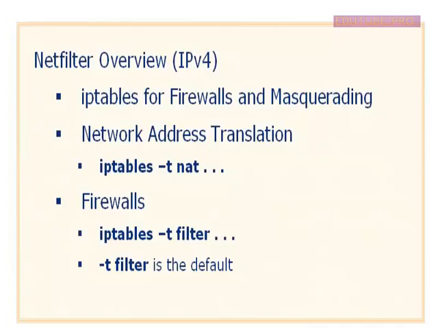Focused on the iptables command. This command is used for both firewalls and masquerading. What it's used for depends on the first switch and option. For example, if you see iptables -t nat, that's a reference to network address translation, usually known as masquerading. If you don't see a -t switch, iptables has a default -t filter.